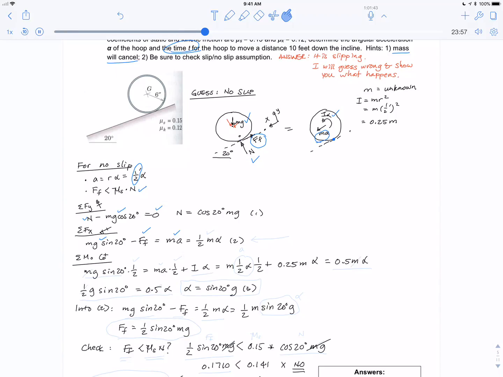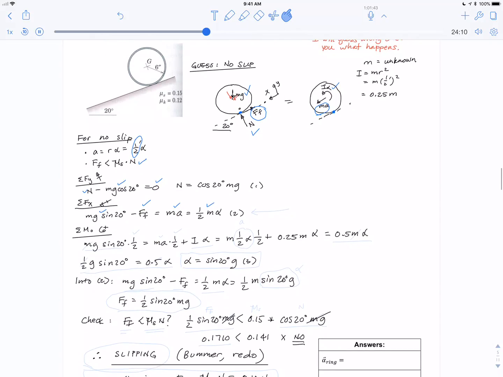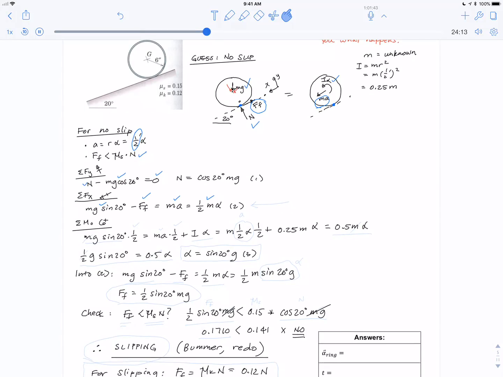A is actually 1/2 foot radius times alpha, so I just put in A as 1/2 alpha, so 1/2 m times 1/2 alpha, or 1/2 m alpha. Okay, and then again, I'm choosing to take moments about the bottom so that the N and the friction force don't come into play. So taking moments about the bottom, the X component of the weight is mg sine 20 degrees. The moment arm is the radius, which is 1/2 foot.